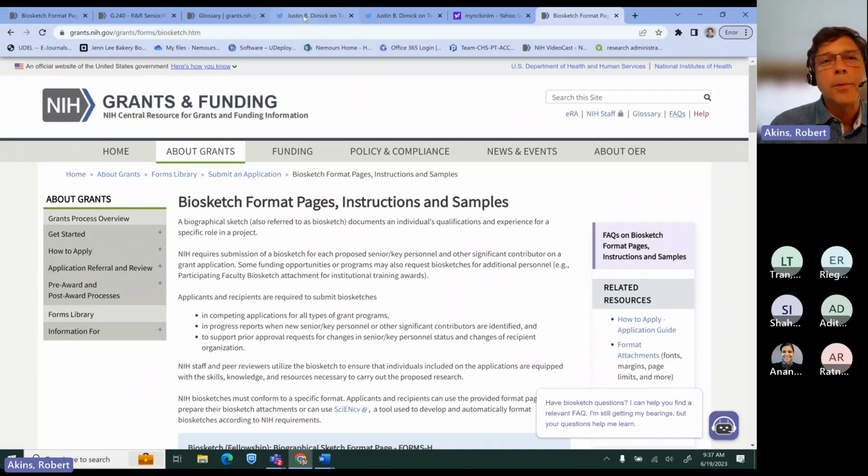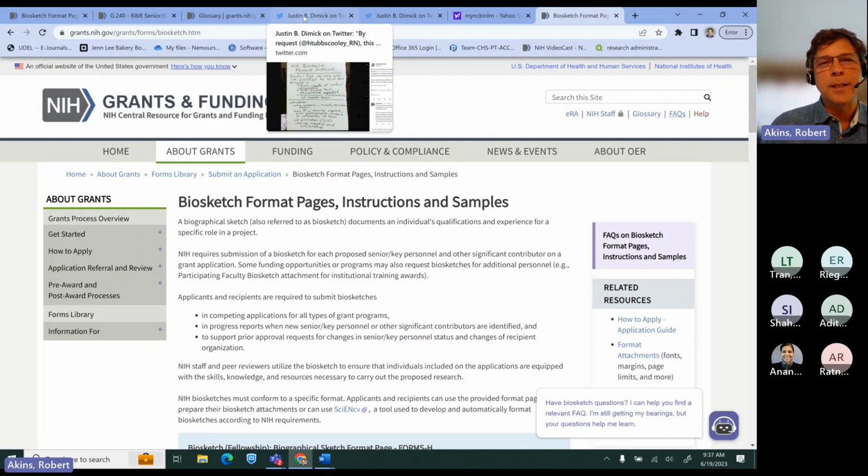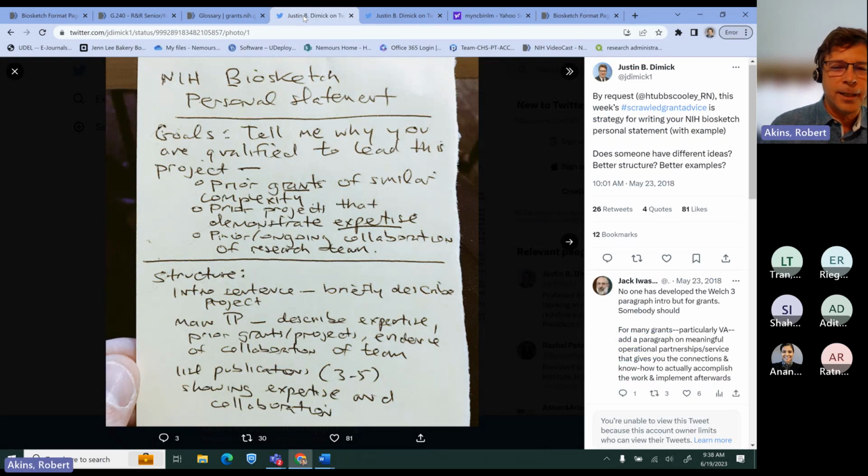There were a couple of these, just tweeted out, but I'd seen things like this before, because I follow a lot of nerds, I guess, who do NIH stuff. So this is just a recommendation. I don't know who wrote it originally, but it was followed by NIH. The personal statement is what I told you: tell me why you're qualified to lead this project. That's what the whole thing is about.